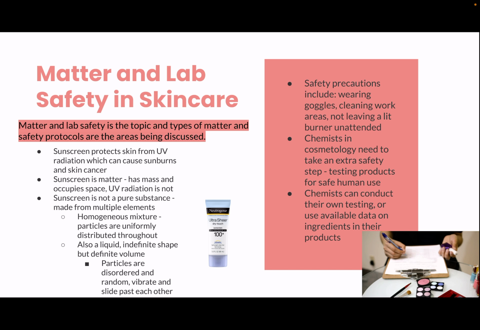Similar to how everyone needs to stay safe in the sun, chemists need to stay safe in the lab. Some safety precautions used in the lab include wearing goggles, cleaning work areas, and never leaving a lip burner unattended. Chemists that work in cosmetology have to take an extra step. They not only have to keep themselves safe, but everyone buying their products, so they must test them to make sure they are safe for human use, shown on the bottom right. They can also conduct their own testing, or they can use available data and ingredients in their products.